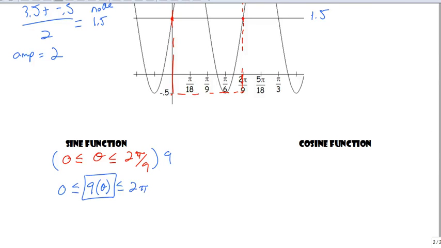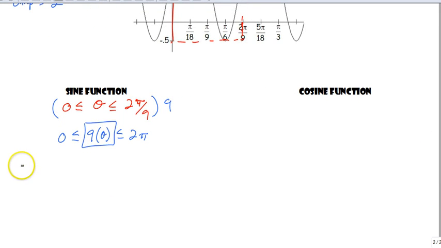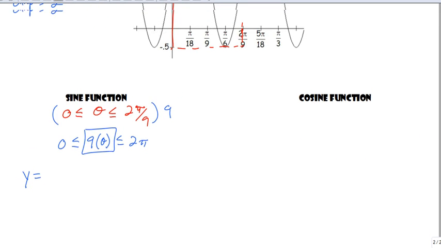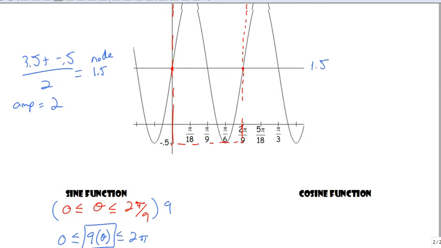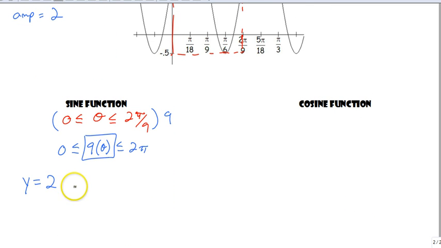Okay, so now I can write my equation. Y is equal to, I made a positive sine curve. My amplitude is 2 sine 9 theta, and the node line was at positive 1.5. And we're done.